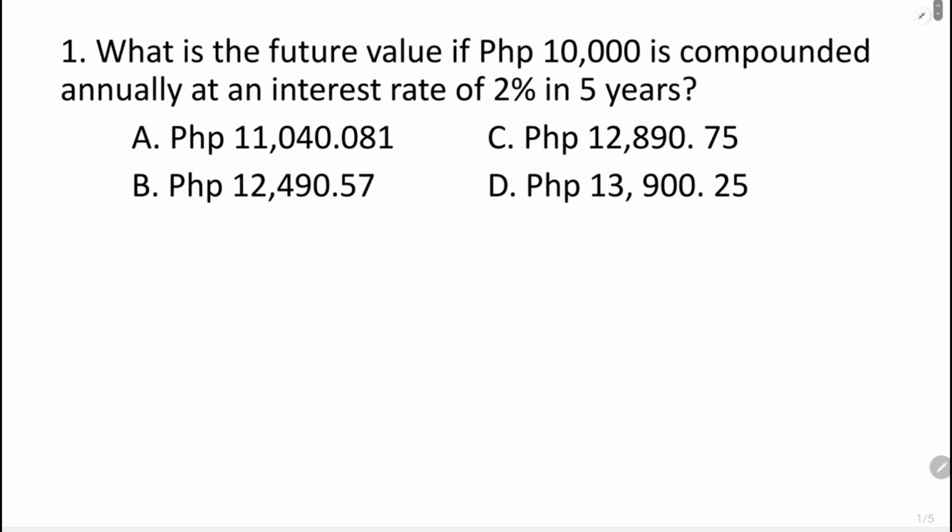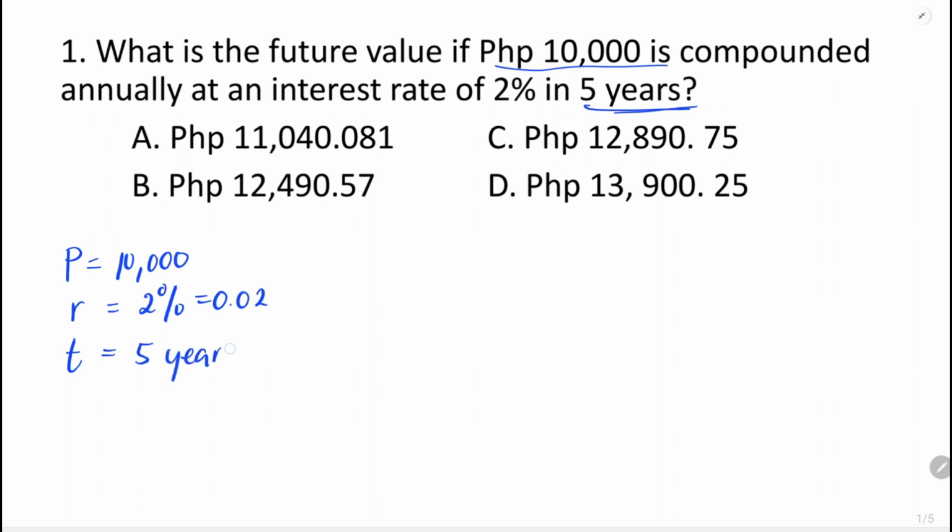What is the future value if 10,000 is compounded annually at an interest rate of 2% in 5 years? The given is P, the principal or present value, 10,000. The interest rate is 2% or 0.02. Time in years or term, T, is 5 years.